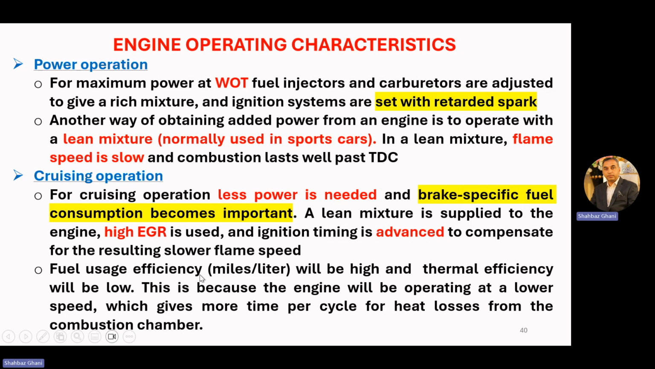Fuel usage efficiency, miles per liter, will be high and thermal efficiency will be low. This is because the engine will be operating at a lower speed, which gives more time per cycle for heat losses from the combustion chamber. So maximum time will be available for heat losses from the combustion chamber.